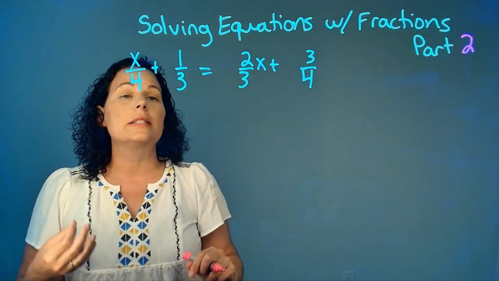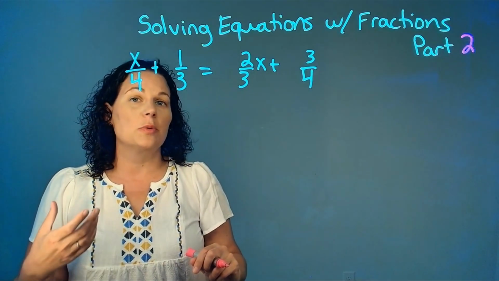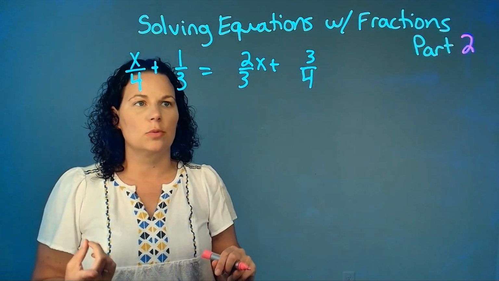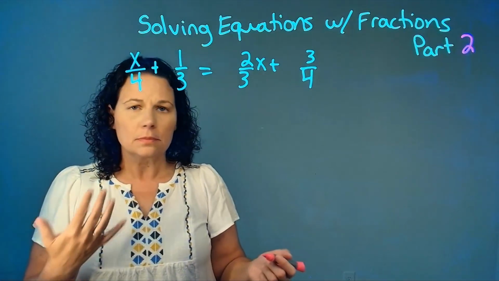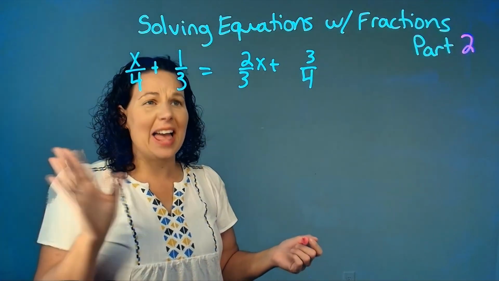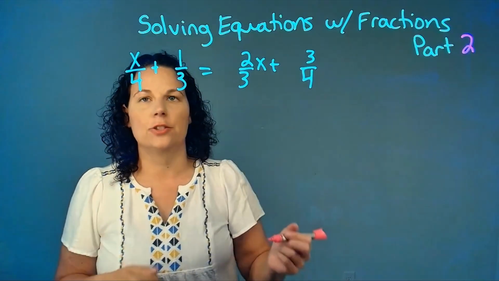We look for the least common denominator, which means we look for the least common multiple of 3 and 4. That's going to be 12. 3 times 4 is 12. We multiply everything by 12, and that'll make our fractions go away.